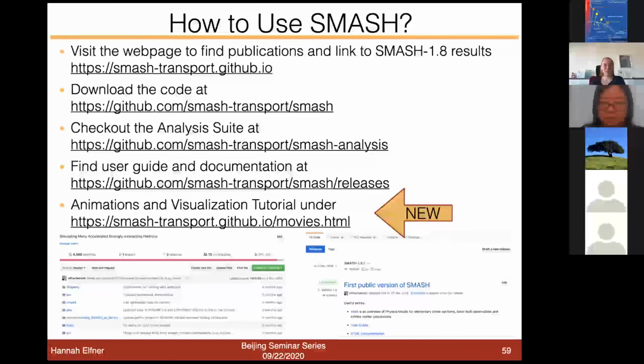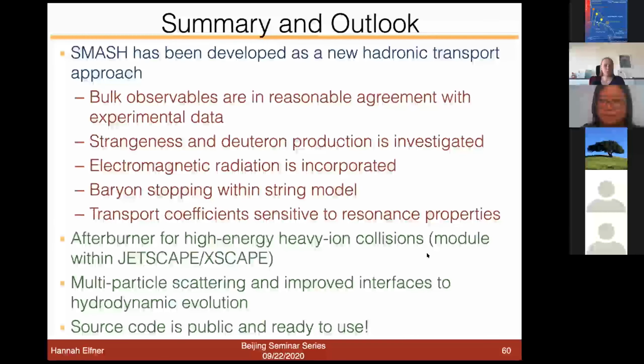So now my summary is that we have been developing this new hadronic transport approach called SMASH, and that we have bulk observables in reasonable agreement with the experiment in the GSI low beam energy range, where you would expect the hadronic transport approach to work. We have electromagnetic radiation incorporated, dileptons and photon production, and are studying that also from the late stage hadronic afterburner at high energies. We looked a bit into baryon stopping within this string excitation model, and then I talked a bit about the transport coefficients at low beam energies and their sensitivities to the resonance properties.